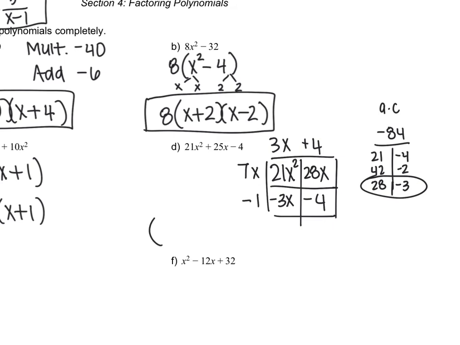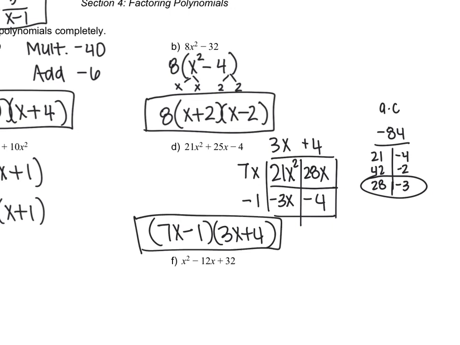So now the row is a set of parentheses and the column. So we have 7x minus 1 in a set of parentheses and 3x plus 4 in the other. And again, you could have written it as 3x plus 4 first and then the 7x minus 1.